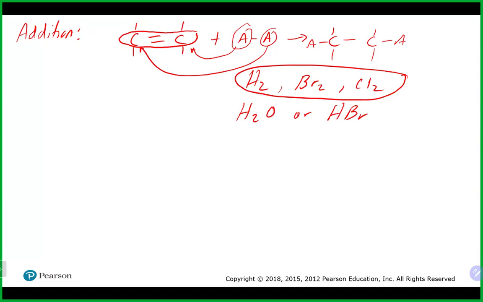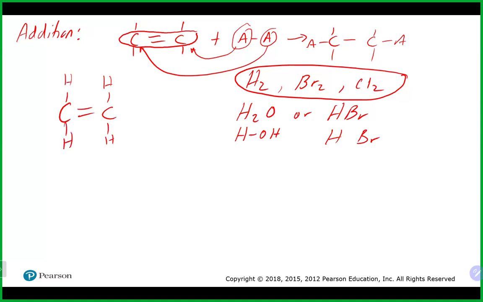Here, we're adding two different things. Water is always thought of as H and OH is how it gets added. So we add an H and an OH, one to each of the carbons. Here we would add an H and a Br. And again, now if the original carbon-carbon double bond, as we talked about, everybody has the same number of hydrogens.